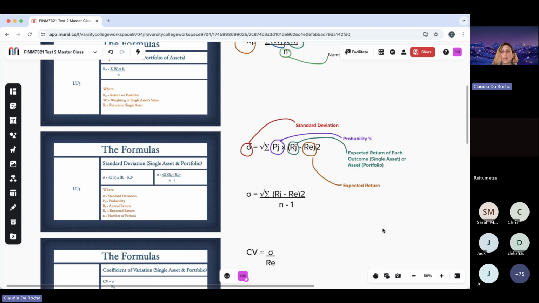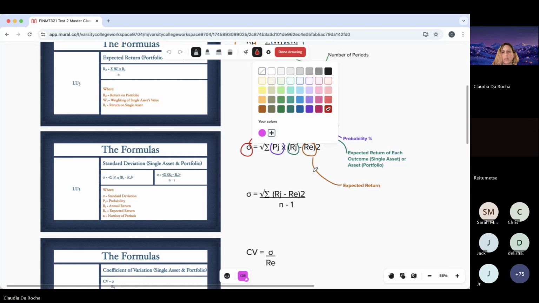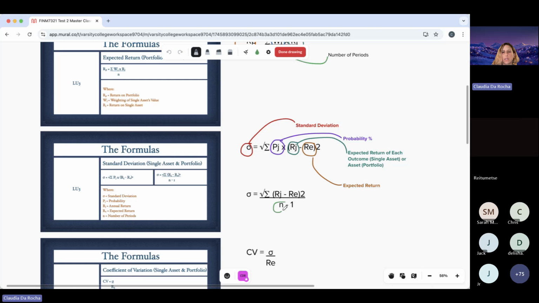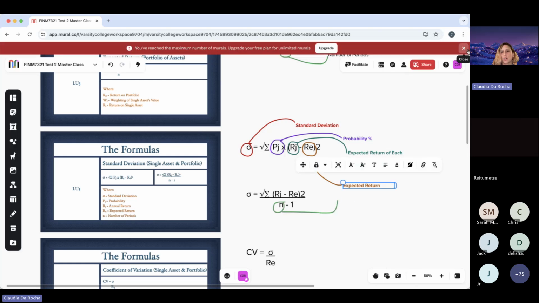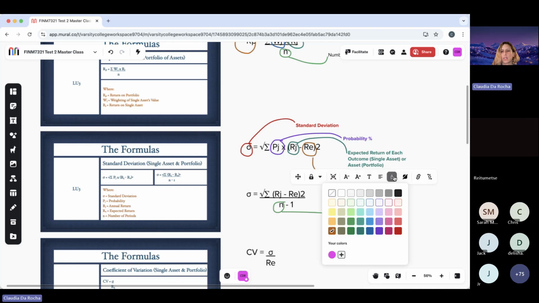All right, so with this formula here, you can see that Rj is the same, Re is the same, sigma is the same. The only difference now is we have n minus 1. Okay, so we have n minus 1. N being the number of periods. That has not changed since learning unit 2. That's a concept we learned in learning unit 2. And that will not change. And it's normally in years, especially when we're dealing with these kind of questions.